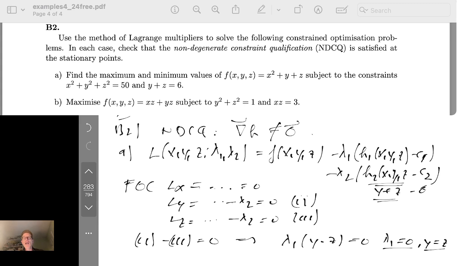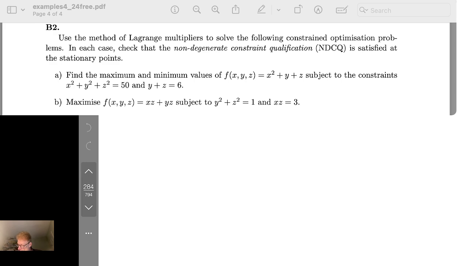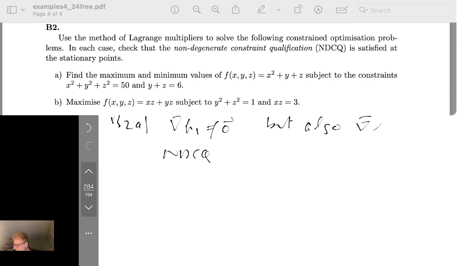Yes, and that's because in this case, this one has y plus z in it, and this one has y plus z in it, and that gives you the nice structure. So you consider the two cases, and then again, what do you need? You need to check the NDCQ, so in B2A, you need to check that the gradient of H1 is not equal to the zero vector, but also that the gradient of H2 is unequal to the zero vector.